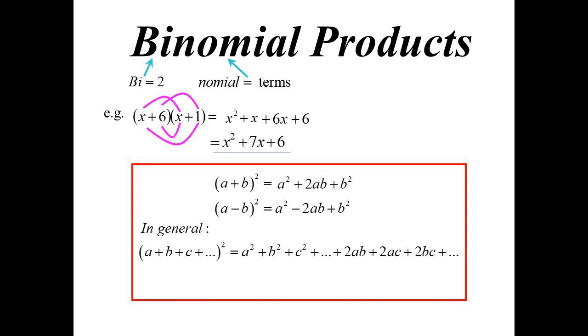So if you've got a plus b plus c plus whatever, going up squared, what you end up with is every single one of them squared plus twice every possible combination of two of them. So a times b, a times c, b times c, whatever else is there. Every possible combination, there'll be two of them. Our difference of two squares, that's the other one we see a lot. So a plus b, a minus b. Okay, let's do some examples.